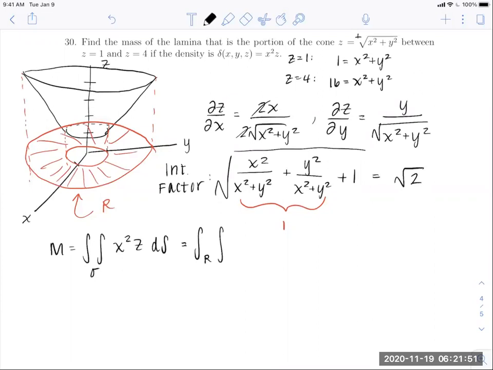I don't want z in my integrand, so I'm going to replace that with the square root of x squared plus y squared. And then I'm going to add my integrating factor of the square root of 2 dA. Now, this problem is just absolutely begging us to use polar coordinates in two ways. One, our region of integration is circular in nature, so that's a tip off. And two, I see an x squared plus a y squared in my integrand, which really wants to be an r squared.